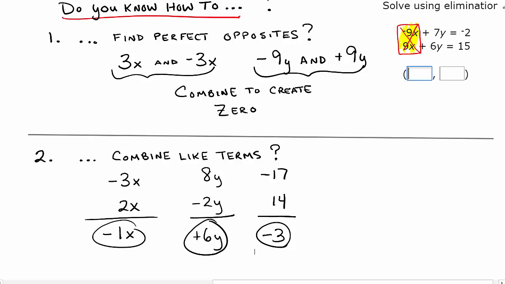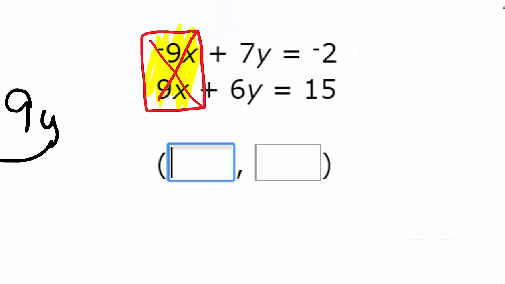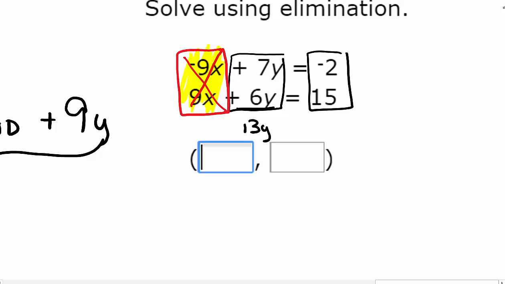Okay, so let's go back to our example here. If I zoom in and take a look at this, we've already crossed out our x's. I've got to go ahead and combine like terms. I want to combine my y's together. I've got 7 positives and 6 positive y's. That's going to give me 13 positive y's there. And I'm going to combine my numbers that I have. I've got a negative 2 and a positive 15. I've got more positives than negatives, and so that's going to give me positive 13 there.